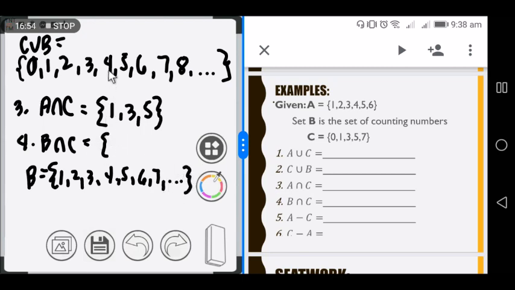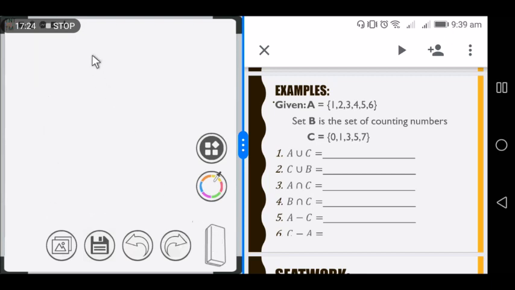Parehas lang naman sa kanila ay yung 1, 3, 5, 7, diba? Kasi wala namang 0 yung B, diba? So, ang parehas ay 1, 3, 5, at saka 7. Okay? So, ito yung parehas. 1, 3, 5, at saka 7. Ang wala lang ay 0. Okay?